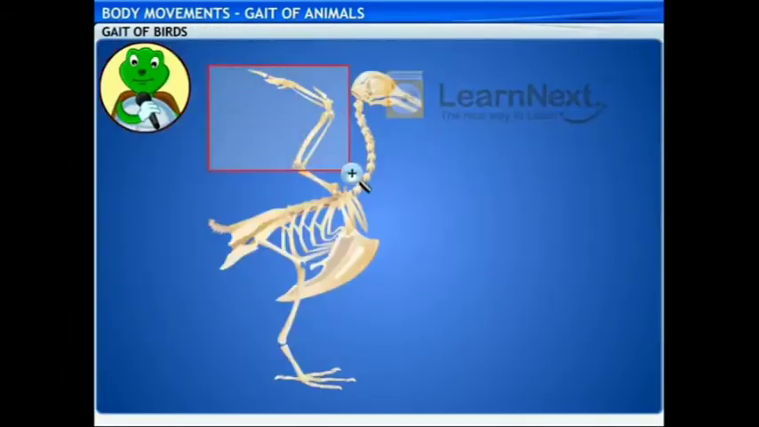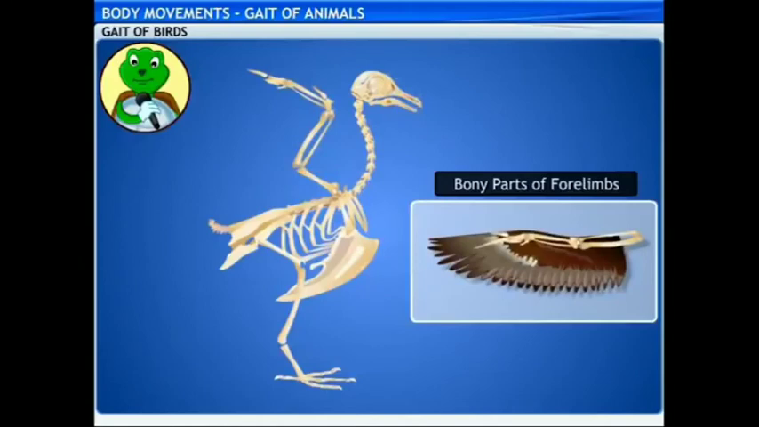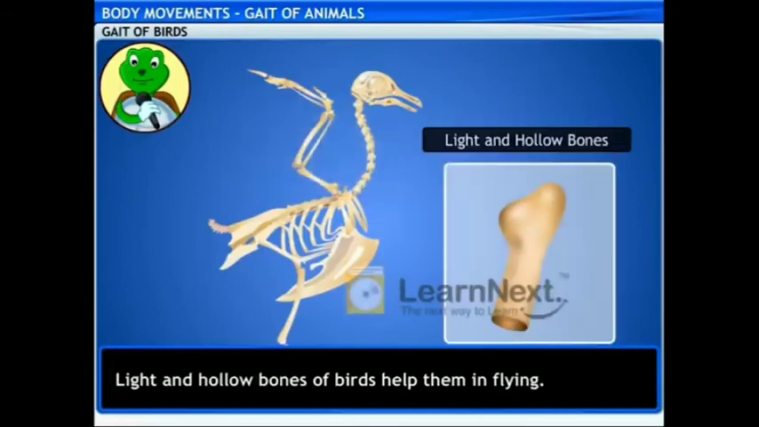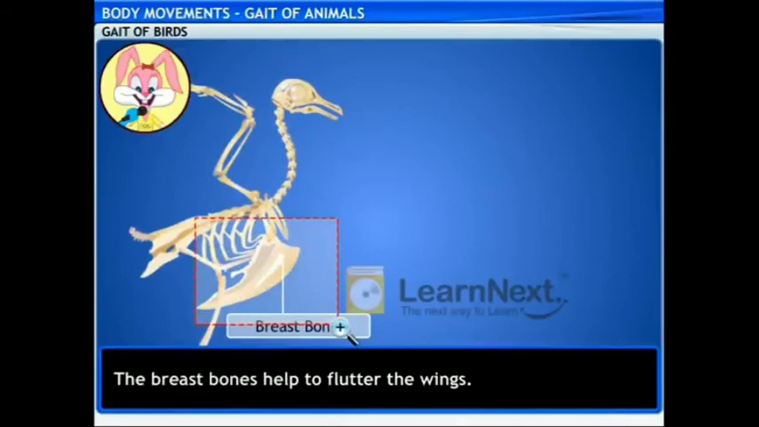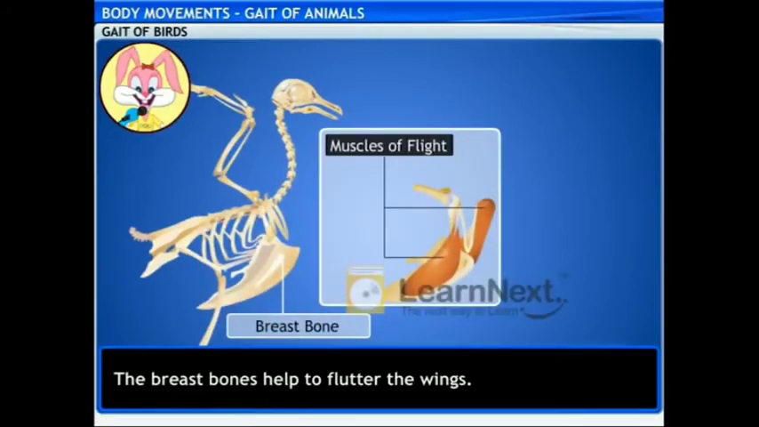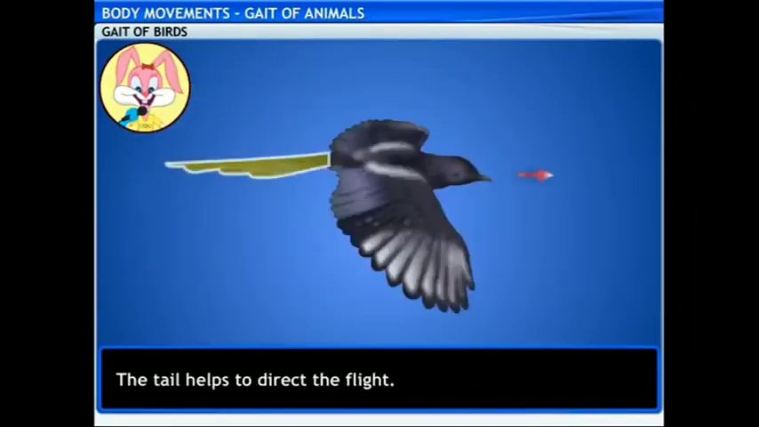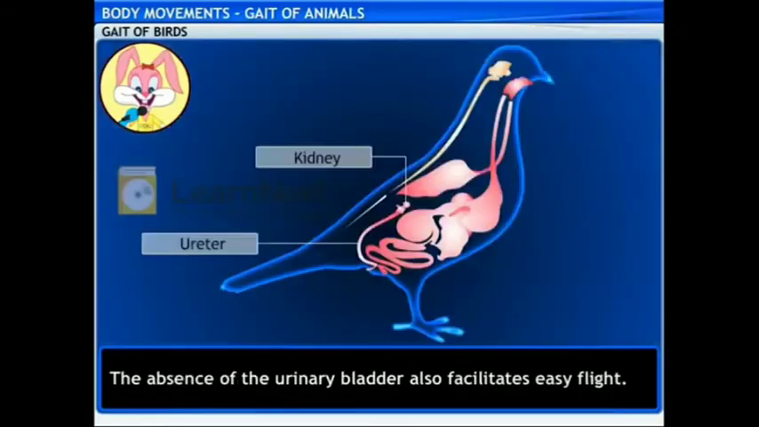Now, what about the birds? As we all know, birds can fly in the air and walk on the ground. In case of birds, the bony parts of the forelimbs are modified as wings, and their bones are light and hollow. Their breastbone helps to flutter the wings, and there are also muscles which will help them to fly. Bird's tail helps to direct the flight.